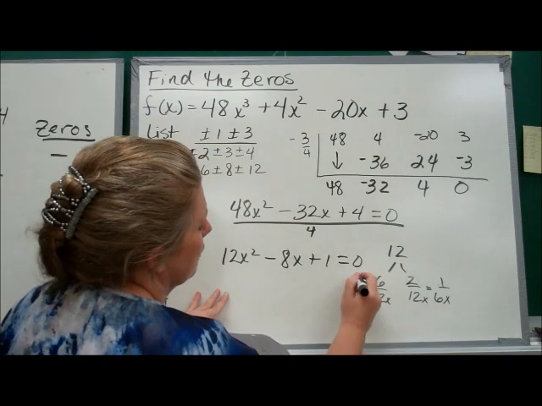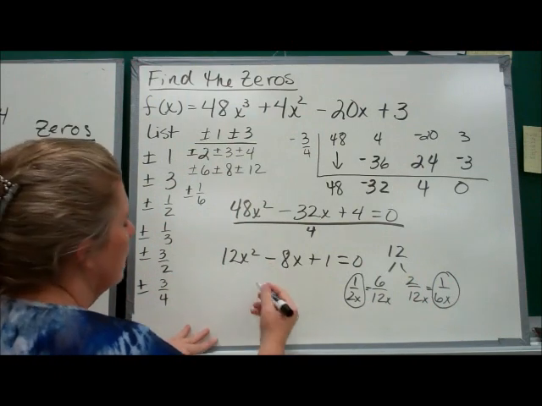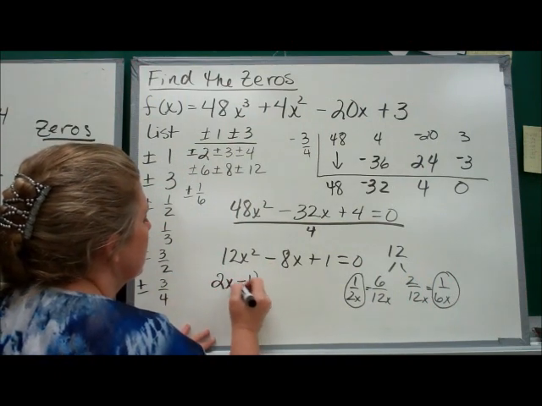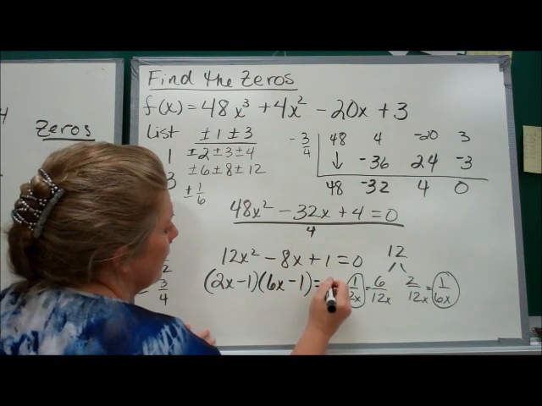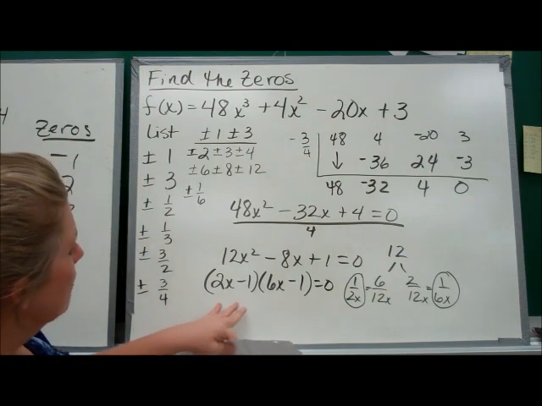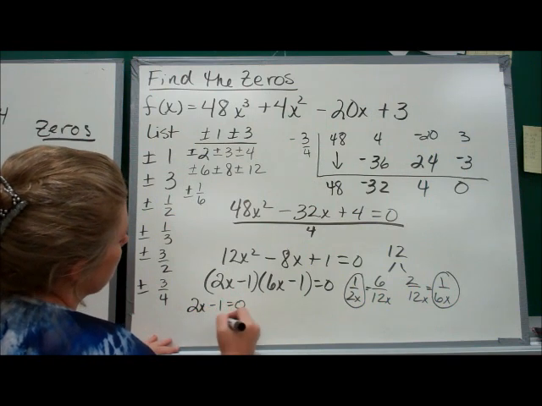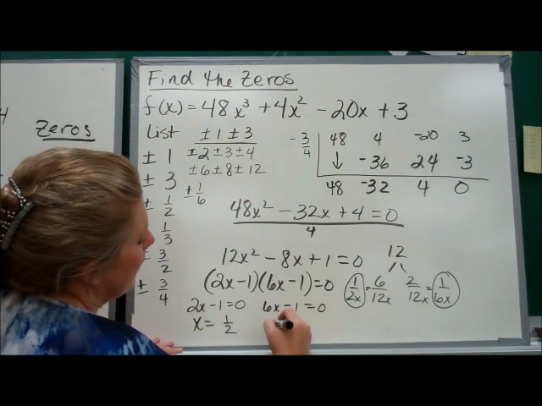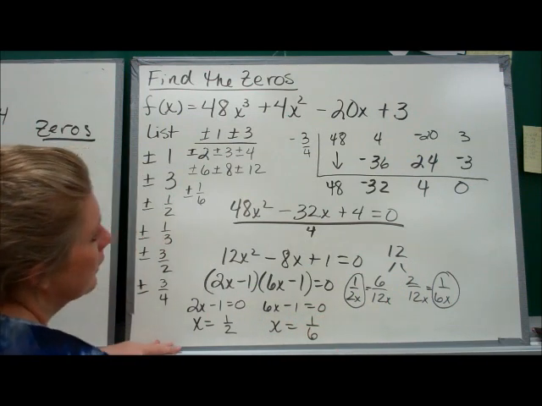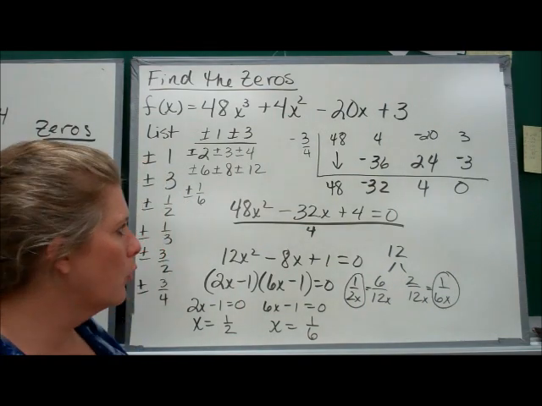So here's your binomials. These are your binomials. And they both have to be negative. So we're going to have 2x minus 1 and 6x minus 1 equal to 0. Okay? Now when you set each one of those equal to 0, you're going to end up with 2x minus 1 equals 0, so x equals 1/2. And then 6x minus 1 equals 0, so x equals 1/6. Okay, so our zeros in this case, they're rational, but none of them were integers.